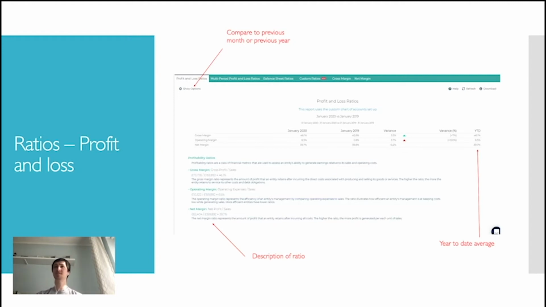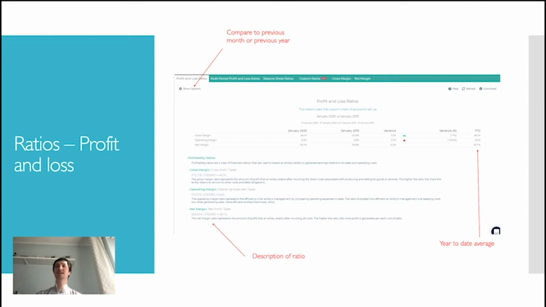If we look at the first tab now here, we see profit and loss items, which are gross margin, operating margin and net margin. Now what's quite useful about Syft is that underneath it gives you a description of what each of these three mean. You can compare these month by month or by year, such as January 2020 and January 2019.